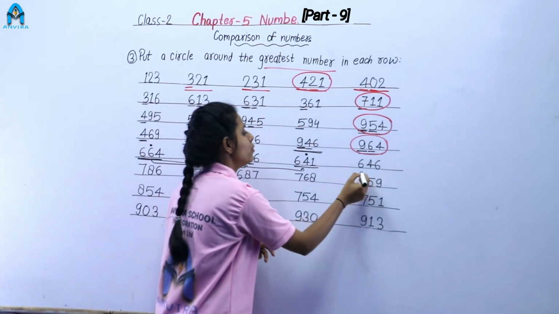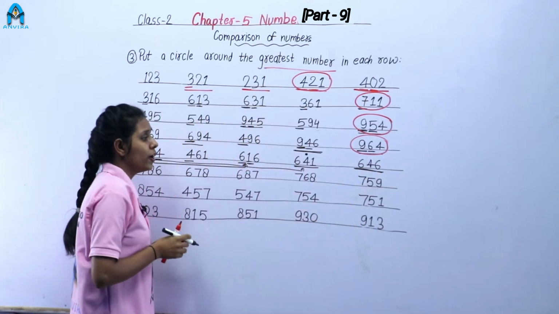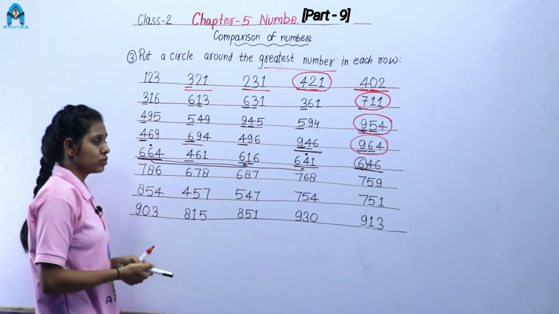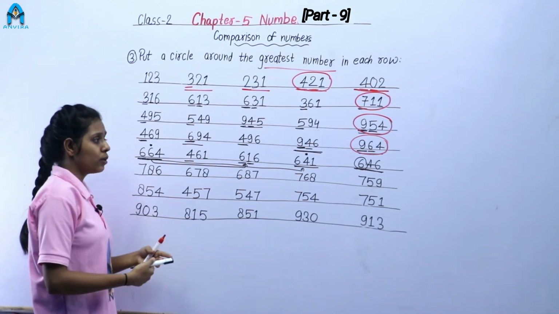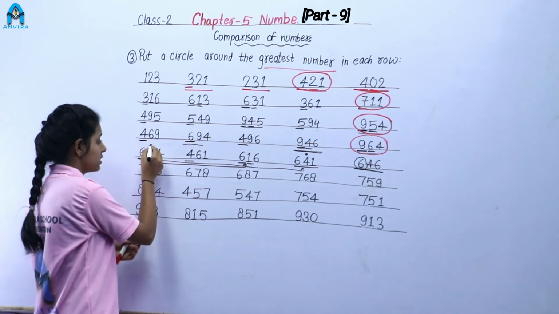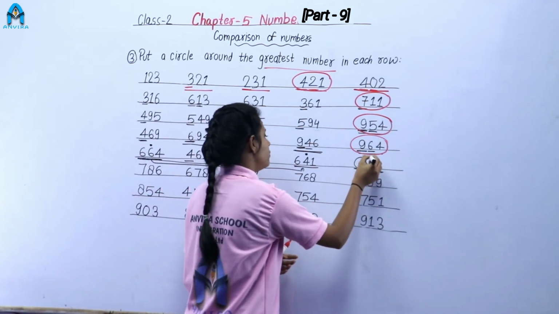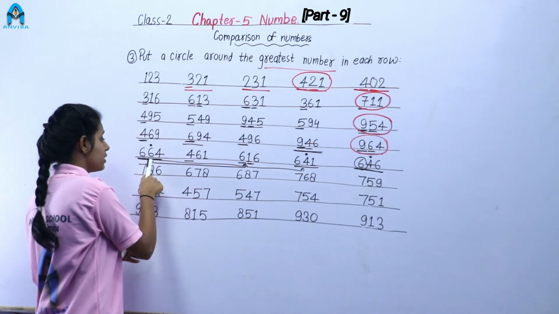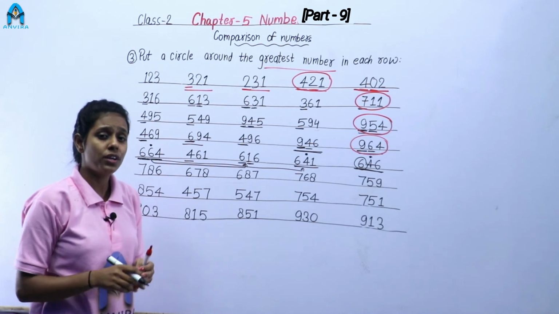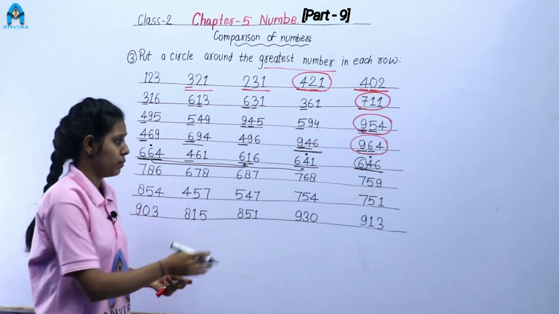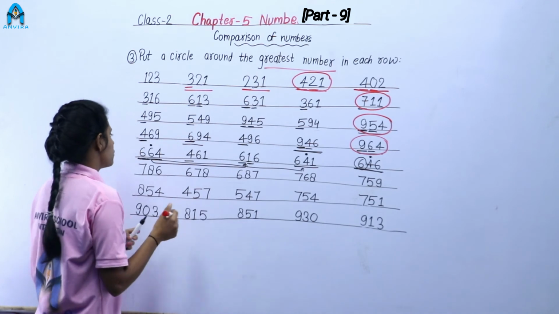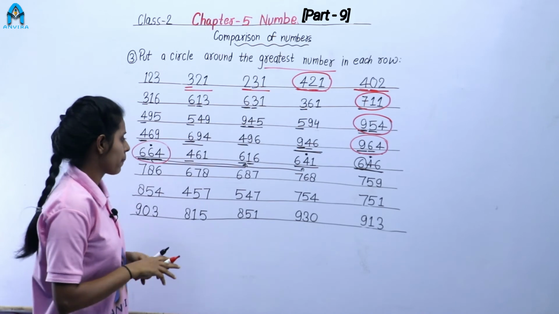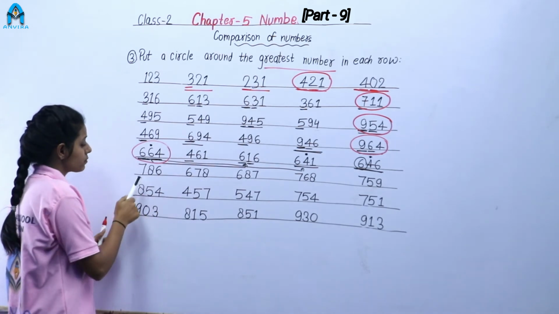Now, let's go to the last number. On hundreds place, 6 and 6. So, what we have to do? Let's go to the tens place. 6 and 4. Which is greatest? Yes, here is also the 664, the greatest number in this row. So, put circle on 664. Let's go to the next row.